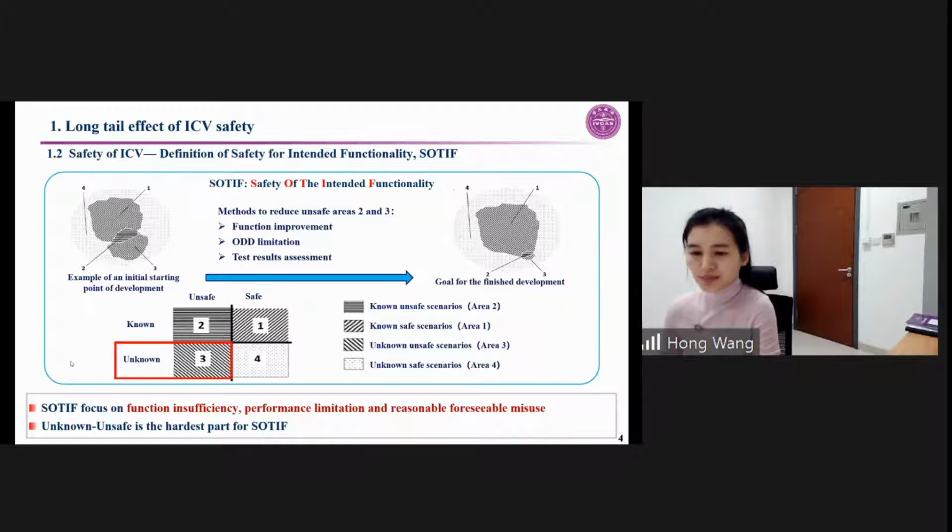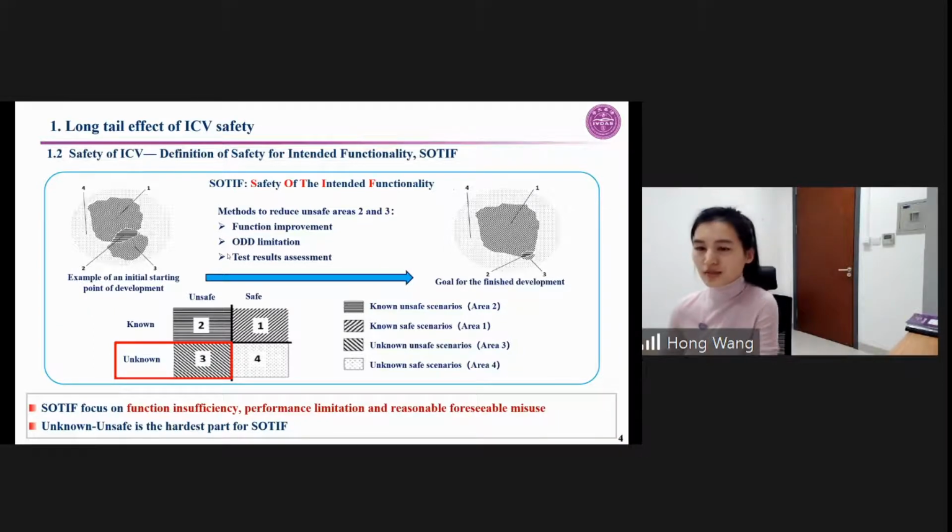We summarize that SOTIF focuses on functional insufficiency, performance limitation, and reasonably foreseeable misuse. And the third scenario, the unknown unsafe area, is the hardest and the main challenge for the SOTIF issue. So this is the definition of SOTIF.